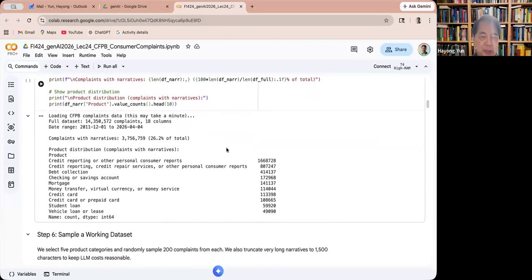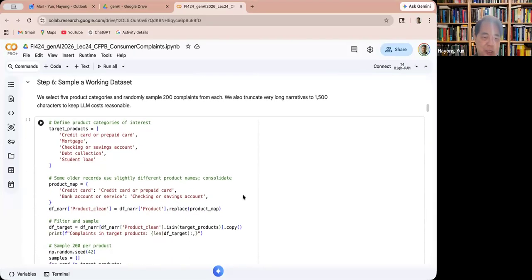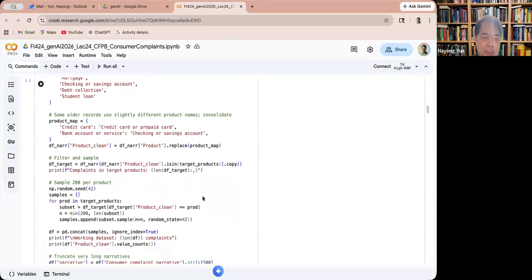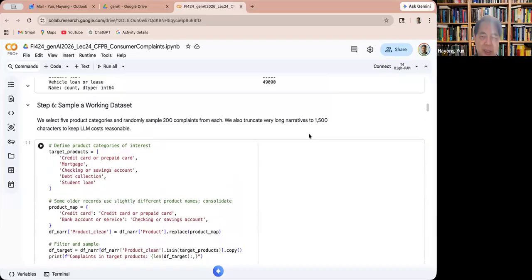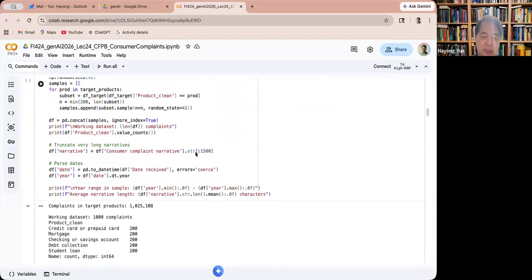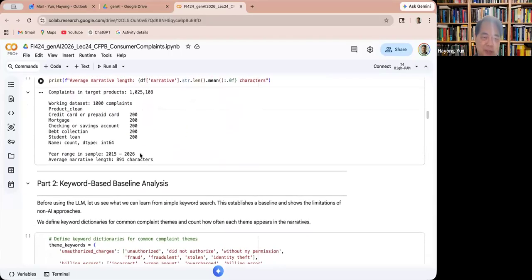Here, we can see how the whole profile looks. It's a fairly large data set. And then we sample it, 200 here. We sample it and truncate the narratives to 1,500 characters, which is here. We strip it and have something like this.